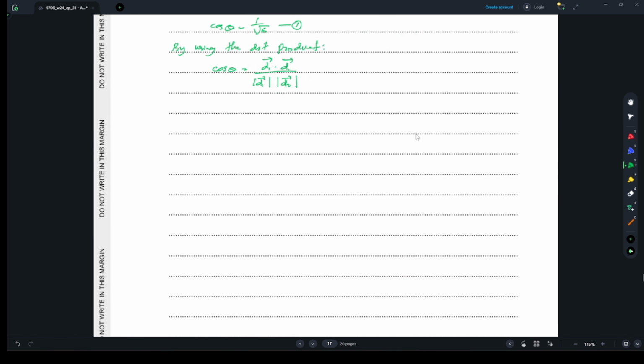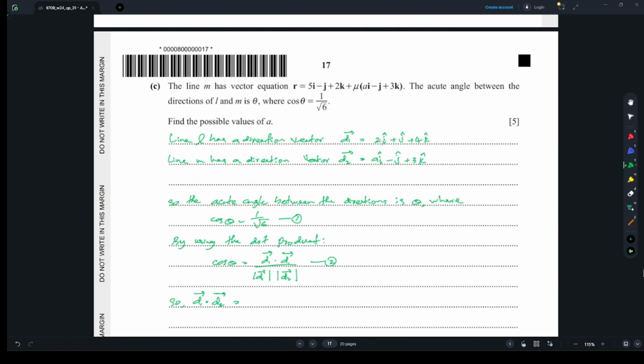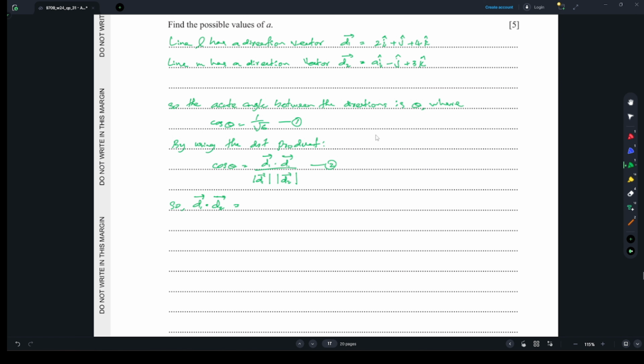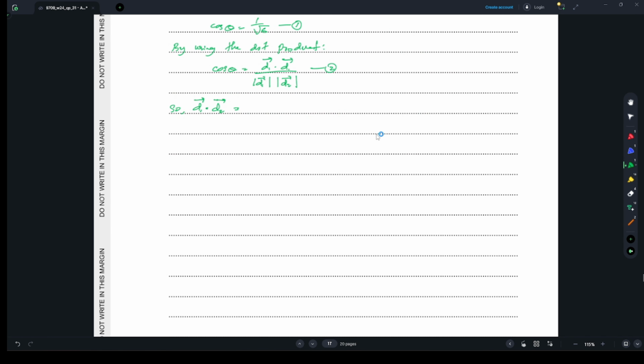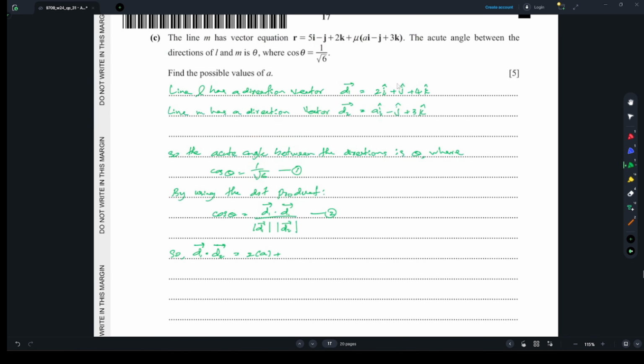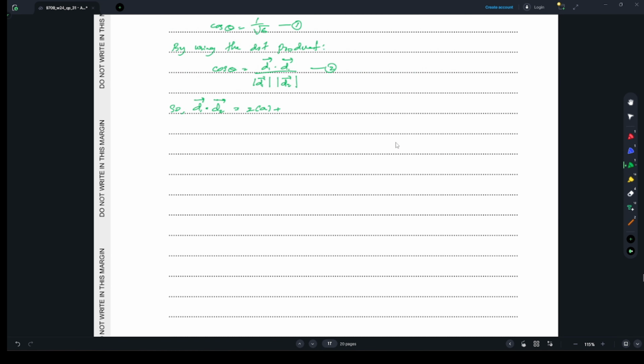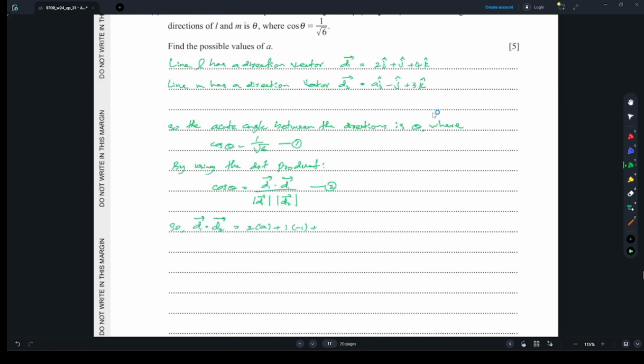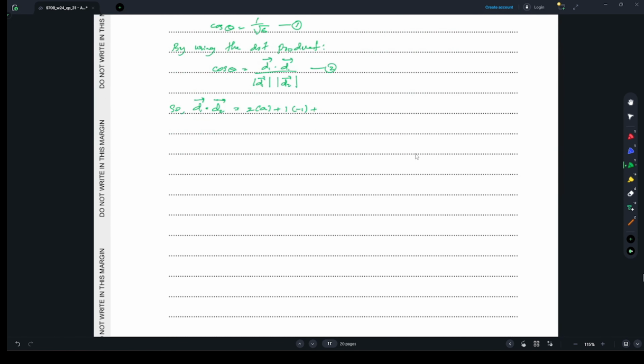So now let's try to find them, because we know already the direction vectors. So the dot product. When you want to find the dot product, what you have to do is just multiply the components. So 2 times A, 1 times minus 1, and then 4 times 3. So you will have 2A plus 11.